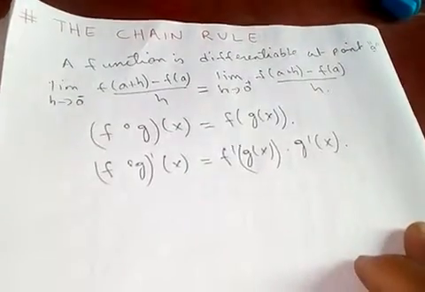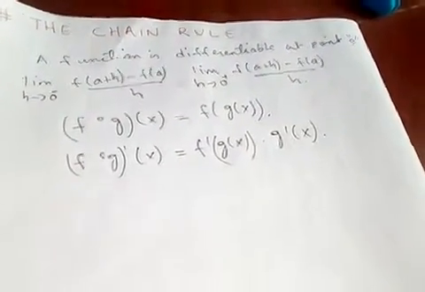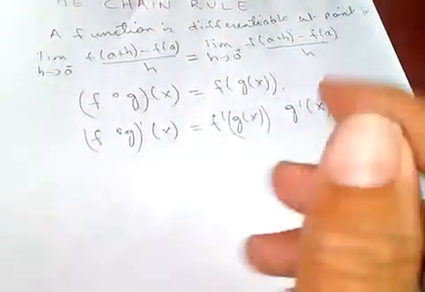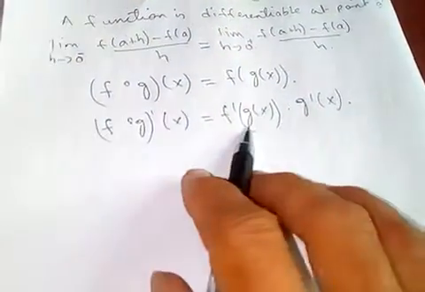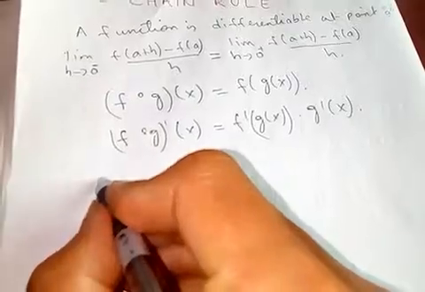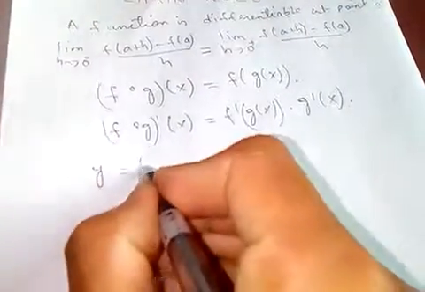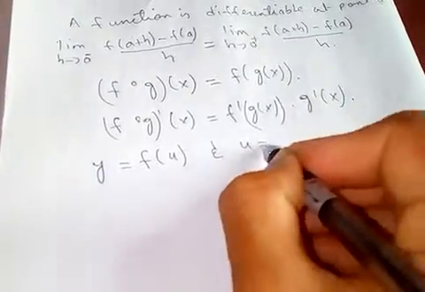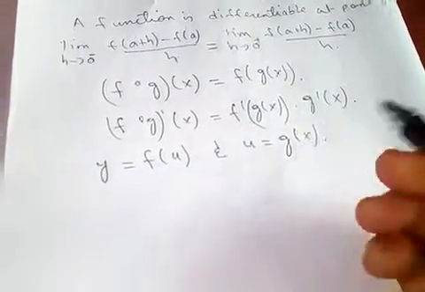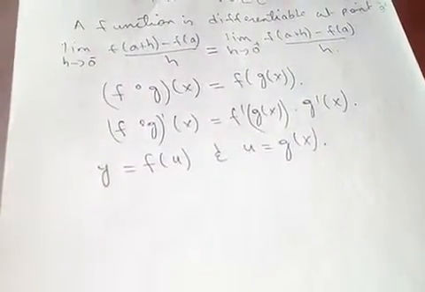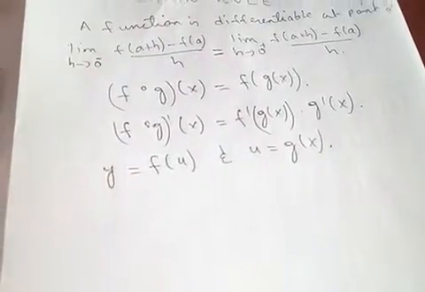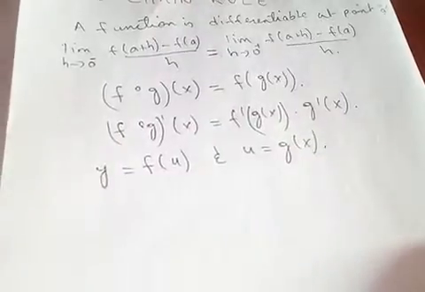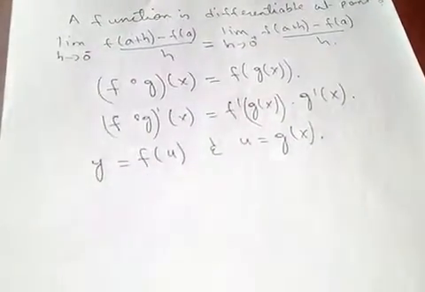And Leibniz denotes this in a different way. According to Leibniz notation, y is equal to f of u and u is equal to g of x. I'm going to prove the chain rule from this.